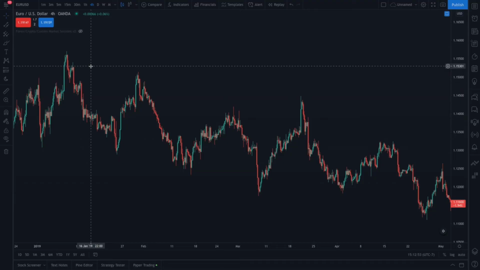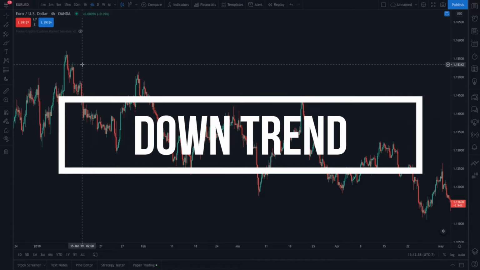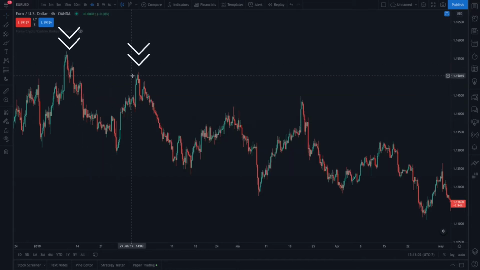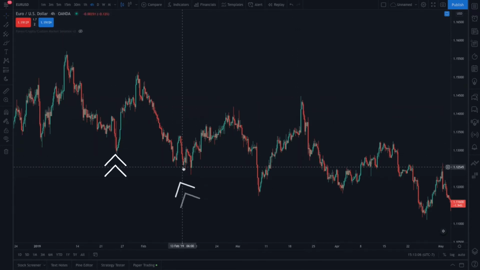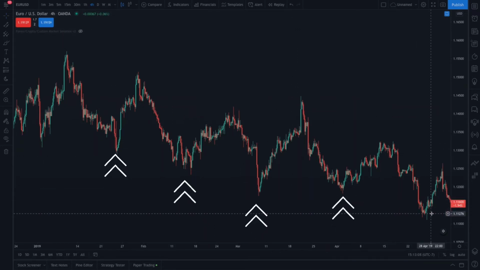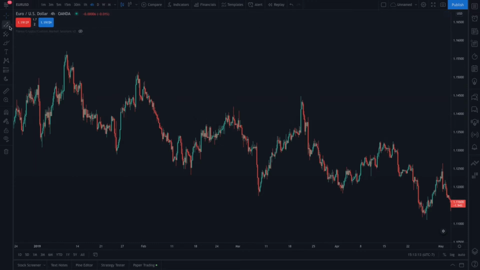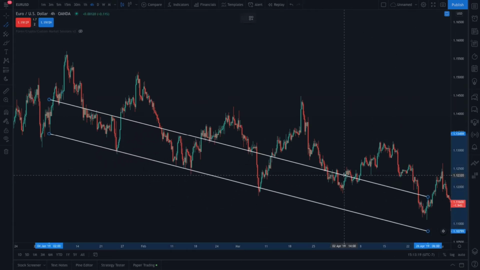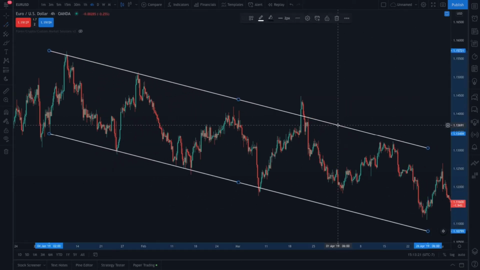trend channel. Now let's look at another example, a downtrend. We identify a downtrend by observing consecutive lower highs and lower lows. Then the next step is to grab our channel tool and to connect all these swing points to create our channel.